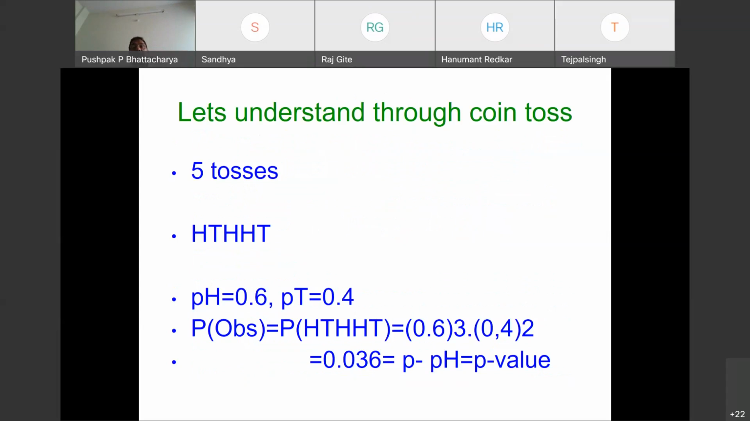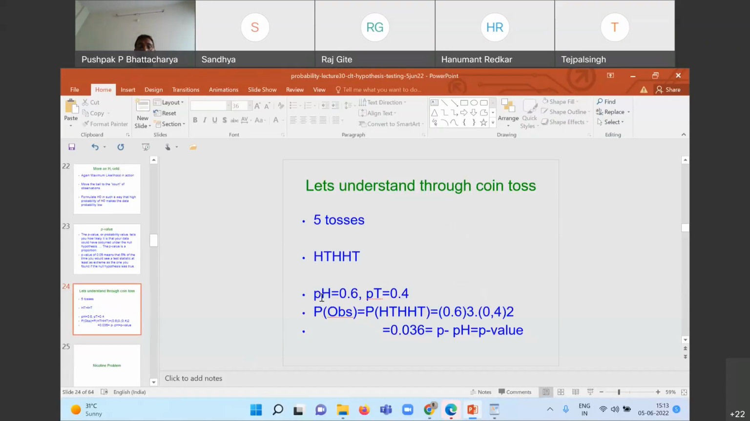Suppose we take a coin and toss it 5 times. So what we have got is HT, HHT. Now there are 3 heads out of 5. So probability of head is 0.6, probability of tail is 0.4. So let me just use the brackets here.